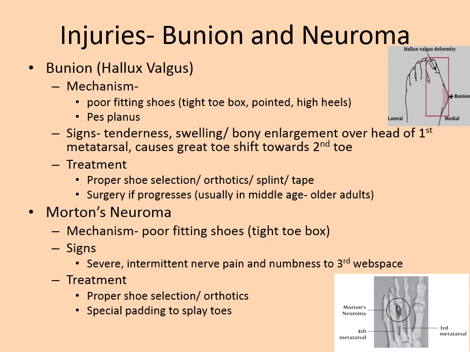Our treatment would be proper shoe selection, so making sure we're wearing a shoe with a larger toe box, and avoiding heels, especially pointed high heels. We might have the person try orthotics to help if they had pes planus especially. We can try splinting or taping. If none of those things work, then the person would probably have to have surgery if it progressed.